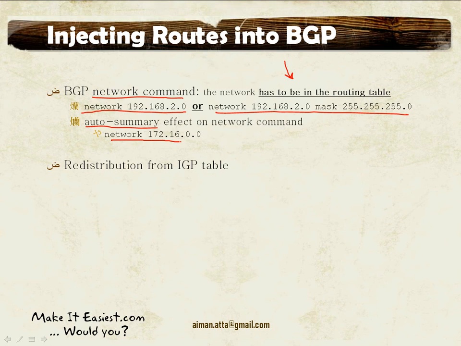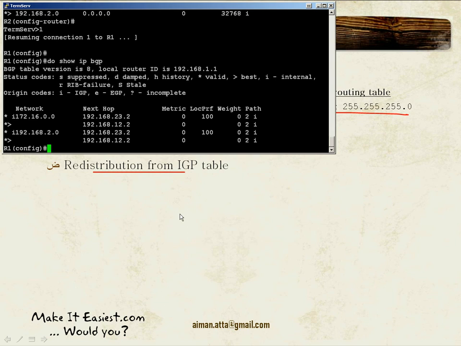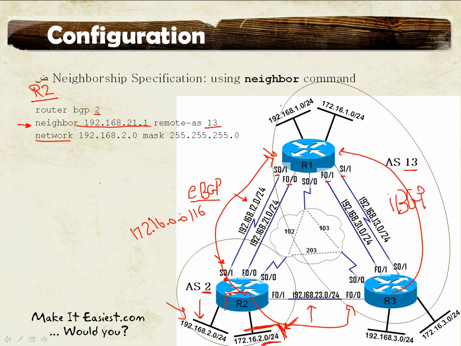Another way to inject routes into BGP is by doing redistribution. To do so, let's get back to our design, and let's make router 1 redistribute all connected interfaces into BGP.